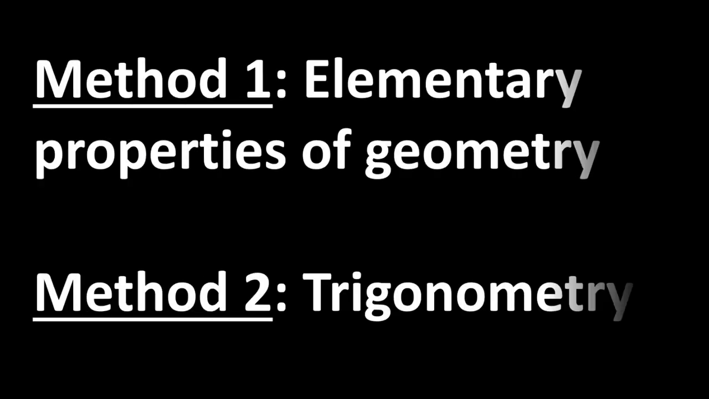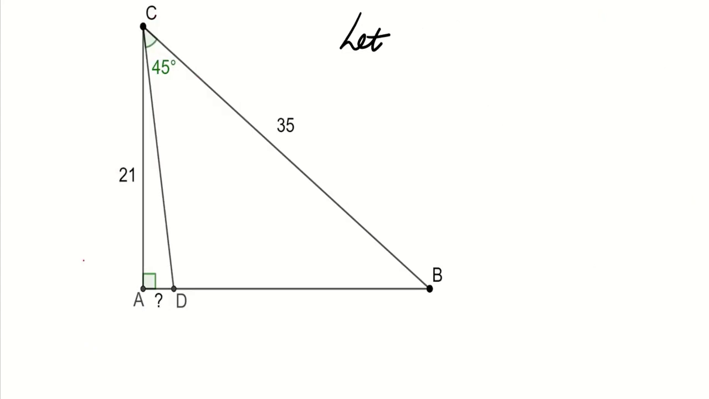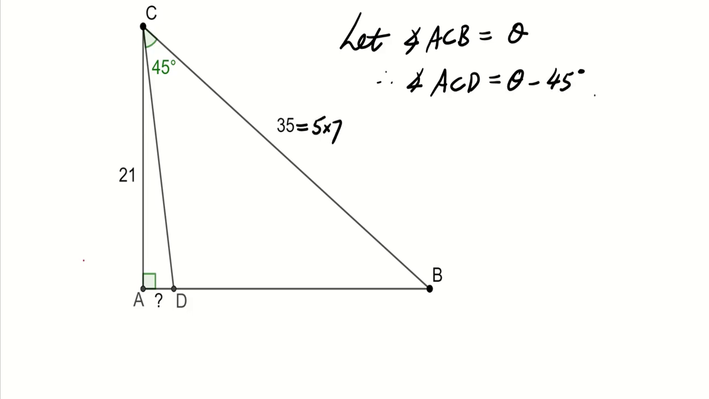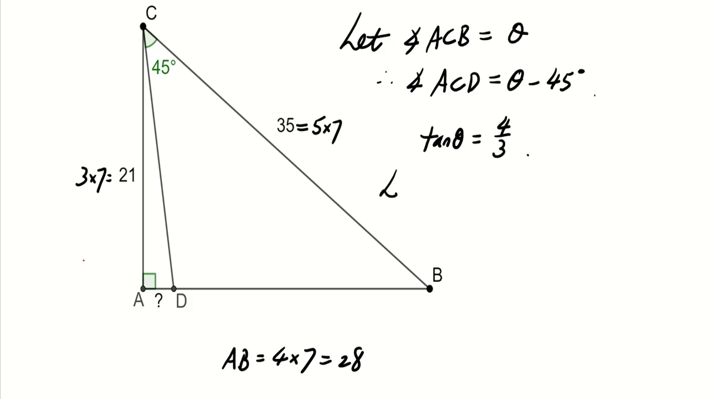Now for method 2, we are going to use the idea of trigonometry. We will let the angle ADB be theta, and therefore the angle ACD is theta minus 45 degrees. And 21 is 3 times 7, and therefore AB is 4 times 7, that is 28, using Pythagoras' theorem. Tangent theta will just be equal to 4 over 3. Now we also let AD be x. Now when we look at triangle ACD, this angle will be theta minus 45 degrees.